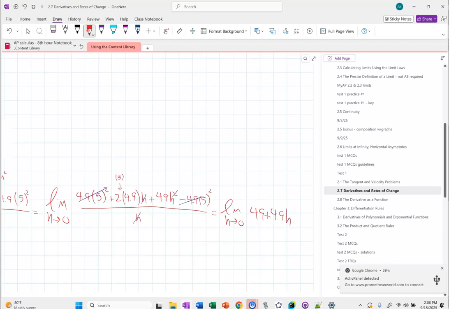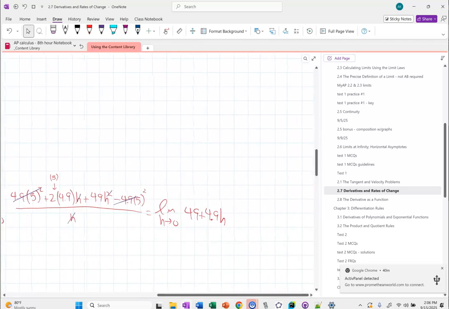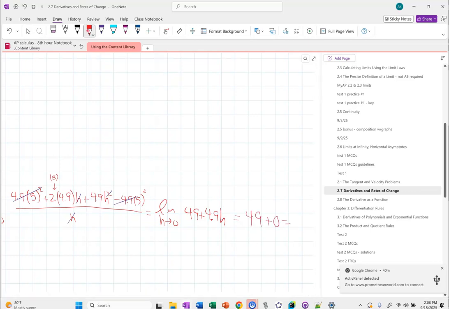Got 49 plus 4.9h. And then you just plug the 0 in. Pull the H out, or can you just get rid of it altogether?